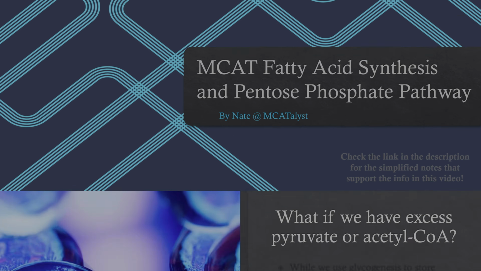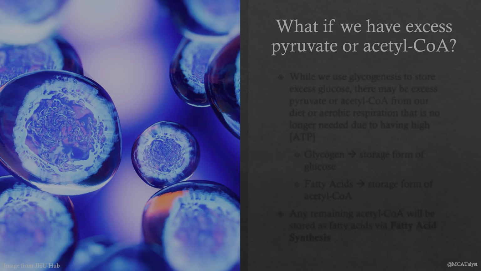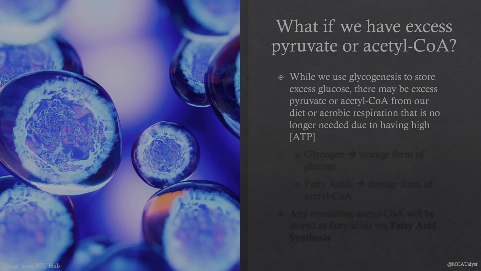Fatty acid synthesis is going to be answering the question, what if we have excess pyruvate or acetyl CoA? So we're going to be using glycogenesis to store the excess glucose that's around our blood, but we may also have excess pyruvate or acetyl CoA either from the middle of aerobic respiration or from our diet that we don't need anymore because we already have a bunch of ATP.